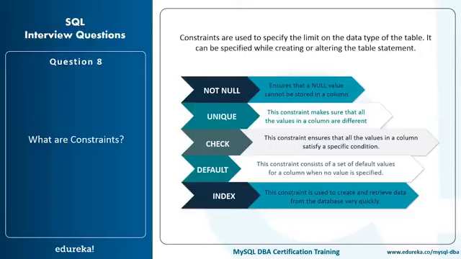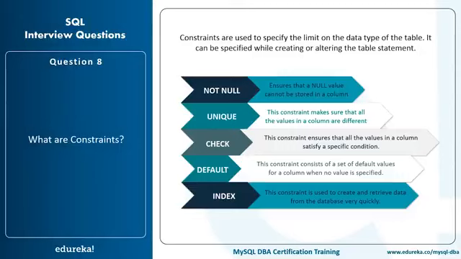Now moving on to the next constraint, that is the check constraint. The check constraint basically ensures that all the values in a column satisfy a specific condition. So if you have a condition and you need to make sure that only the values which satisfy the condition are stored in the column, then you can use this particular constraint.